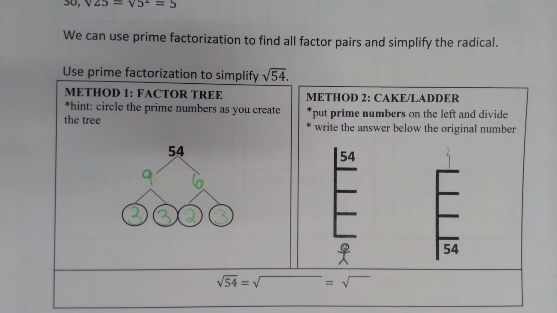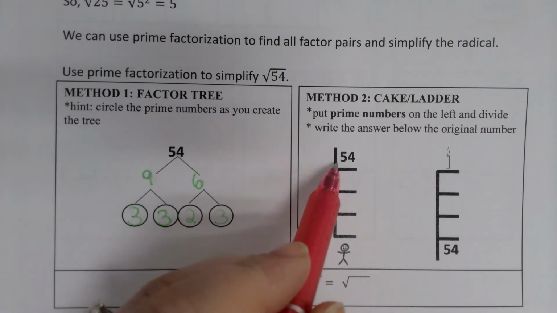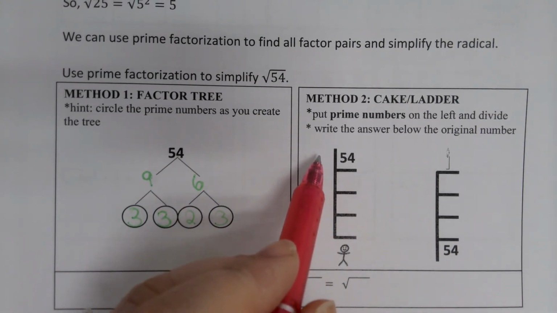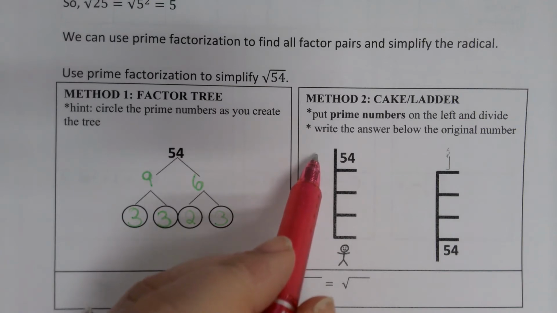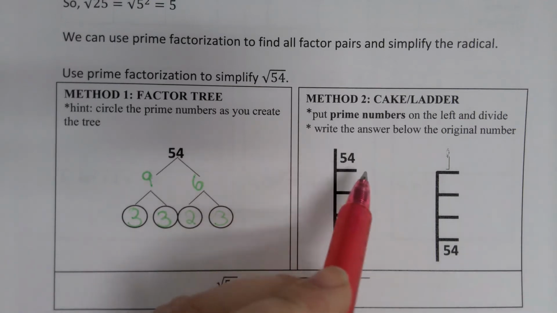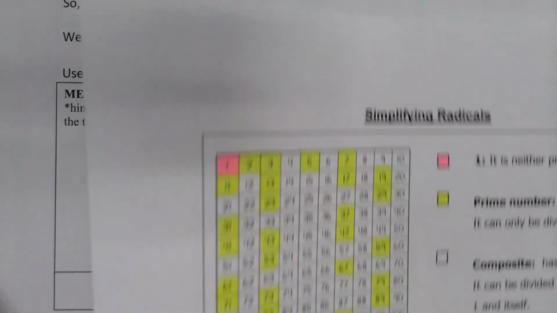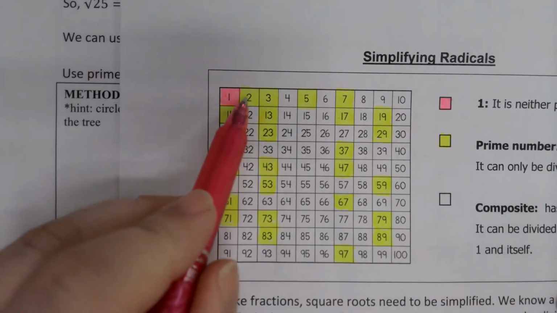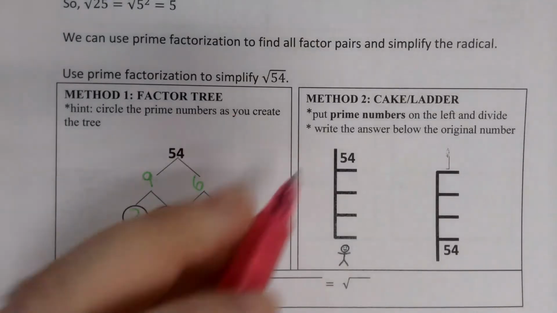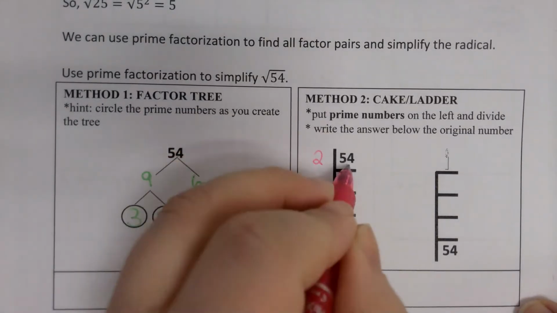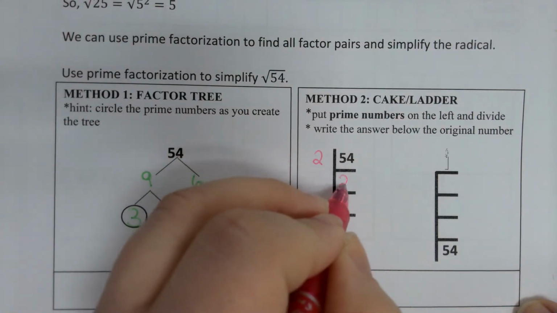So there's some benefits and drawbacks to each one. So 54. I can't use 9 and 6 because neither one of those were prime. We have to look at our prime factorization chart, and my suggestion is always to start with the first prime number. So 54, can it be divided evenly by 2? And it can. 54 divided by 2 is 27.